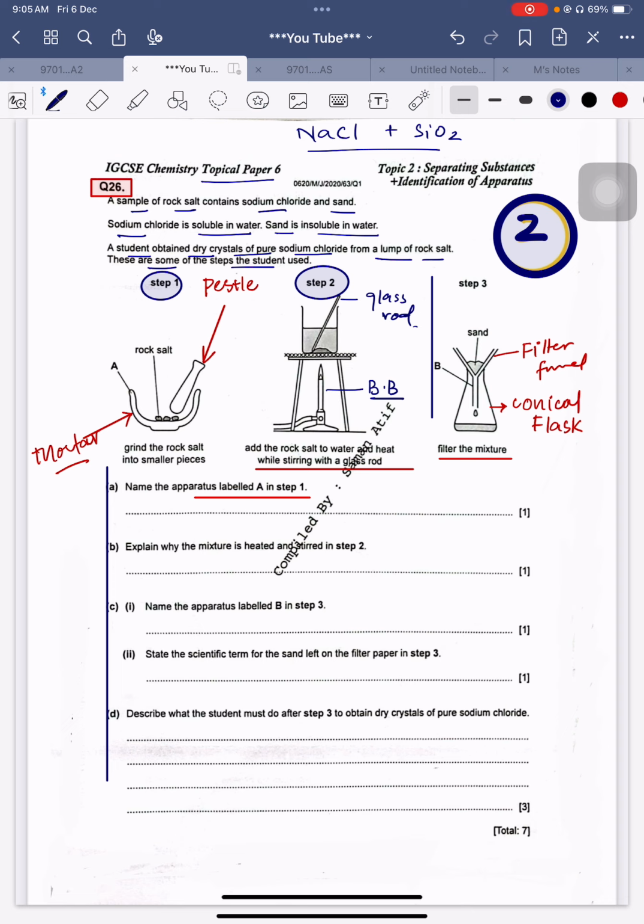Guys, I would like to inform you that the pestle and mortar need to be in your mind. Sometimes the examiner asks you to label the pestle and mortar. Sometimes he writes pestle as mortar and mortar as pestle, and then he asks what is the mistake in this diagram. So, name the apparatus labeled A in step number 1. I have already written mortar over there.